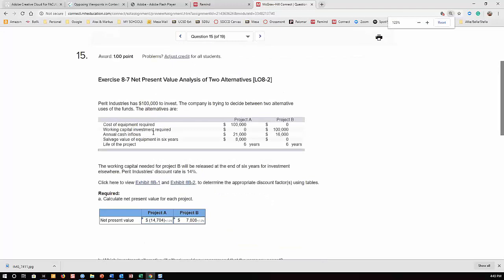I'll blow it up a little bit. So in project A, this is where I just purchased the piece of equipment, right? The working capital investment may be, I borrow money from Winnie the Pooh, and then I have to release that working capital. So I've got to spend that money, but at the end, I'm going to get it back.